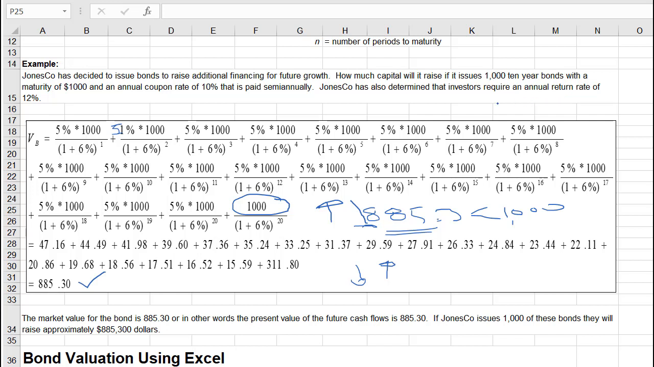Okay, so now let's move on, and we're going to solve this same bond first using Excel, and then we will do it using the time value of money functionality in the calculator.